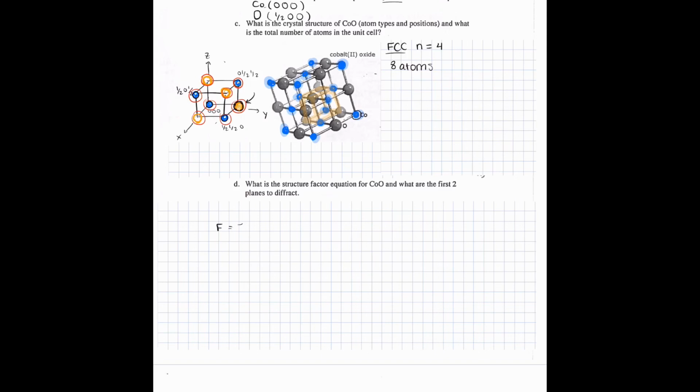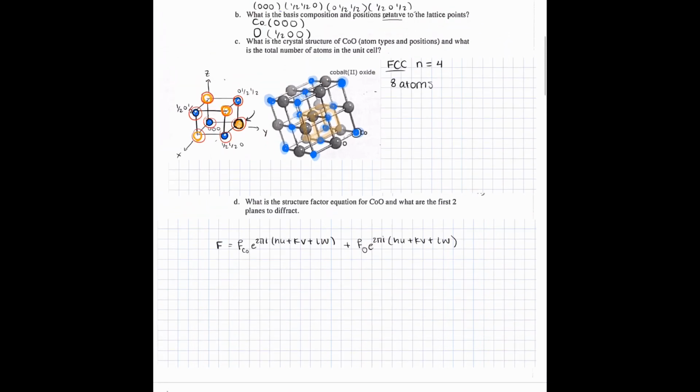So F is equal to F cobalt e to the 2 pi i (hu plus kv plus lw) plus F oxygen e to the 2 pi i (hu plus kv plus lw). All right.